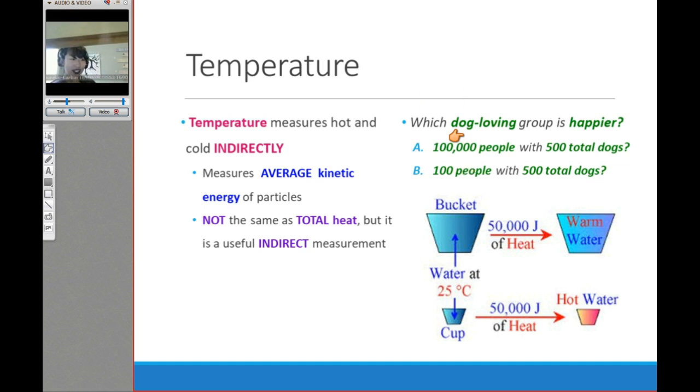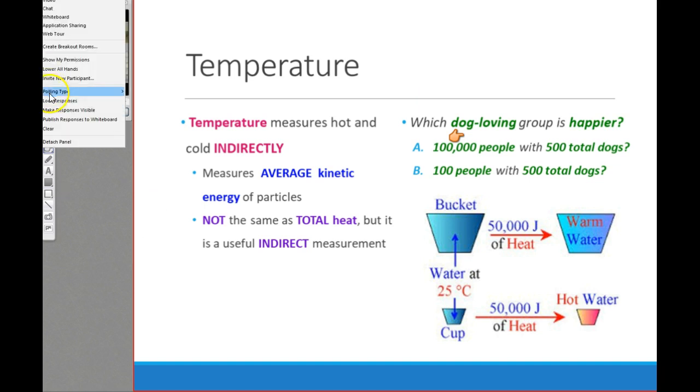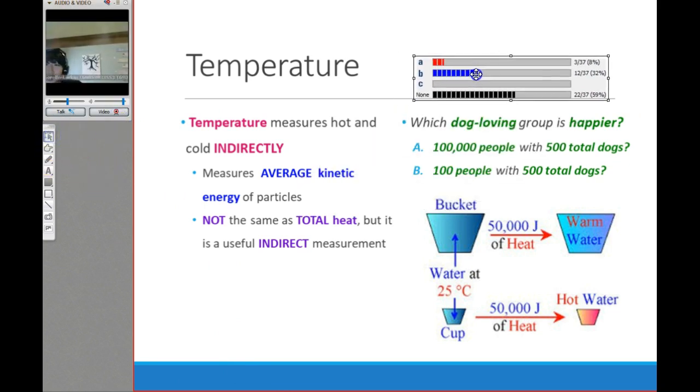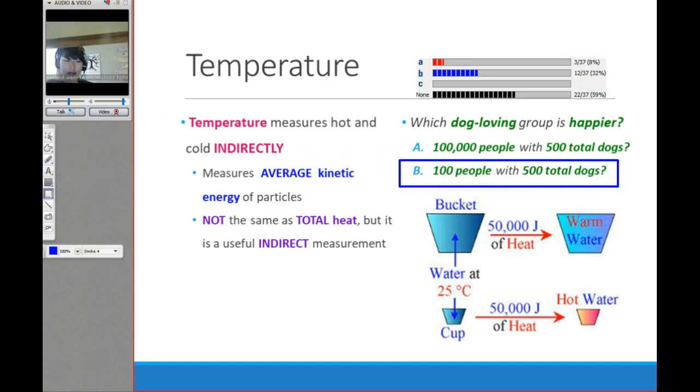Awesome. Use your polling tools. I see lots of answers popping up. Okay, awesome. Gonna go ahead and publish these up on the whiteboard. Looking good. All right, looks like most of us are saying B, and if you said B, that is definitely correct. The dog-loving group down here is definitely going to be happier.